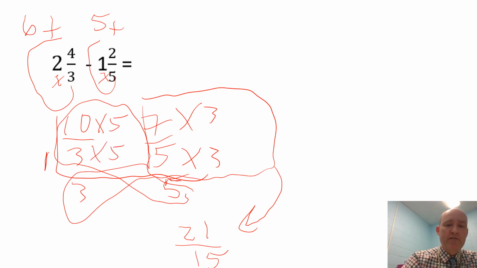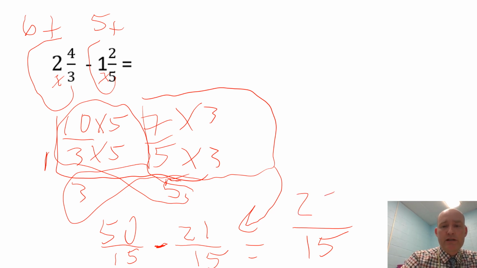10 times 5 is 50. 3 times 5 is 15. Well, let me make that a little cleaner, 15. Okay? Now, guys, we have common denominators. So we keep the denominator across. We got 15. And 50 minus 21, 29.